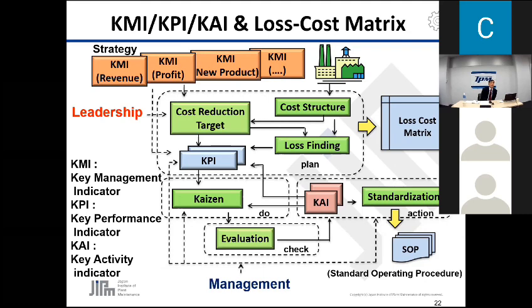This is an example of KMI, KPI, KI, and the loss cost matrix. Okay. So let's start from KMI. Maybe your top management defines a target: revenue, profit, new product. And the next thing you can do is to know the cost structure of a company or factory, and compare this. And you have to define a cost reduction target.